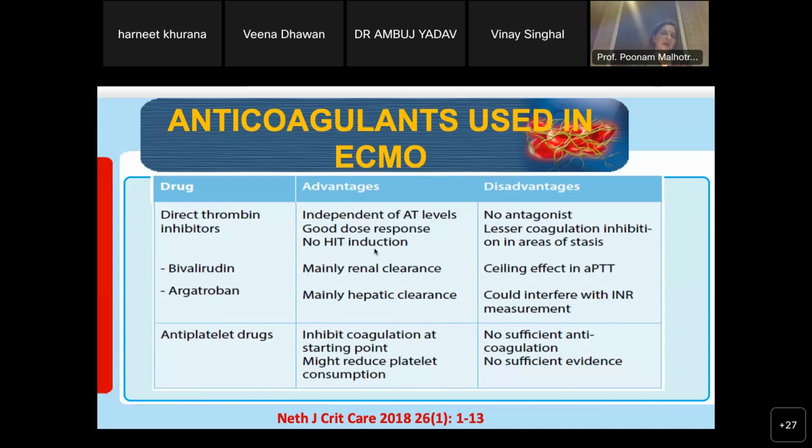But bivalirudin, argatroban, and antiplatelet agents are on the horizon, as Dr. Lakshmi pointed out. We've also started to use bivalirudin. We've done it in 3 of our patients. 2 of them did very well.